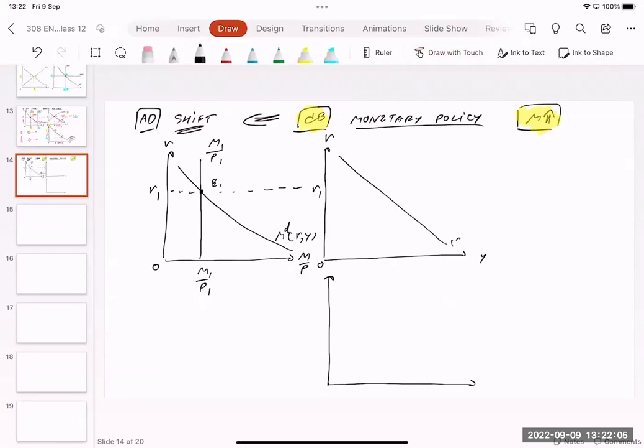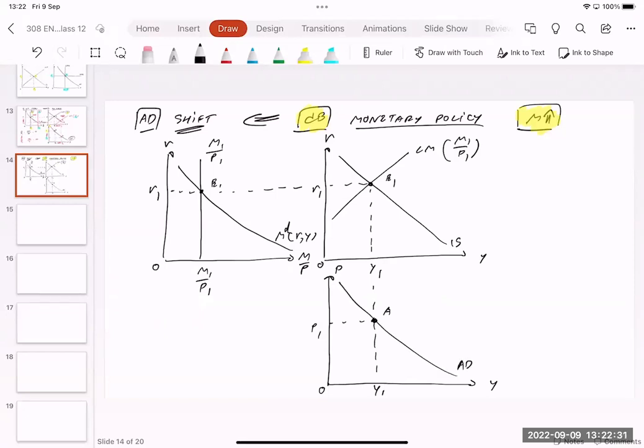I have the IS curve. I have the LM curve here. This LM curve comes from when the real money supply equals M1 over P1. Link it down. This is Y1, with Y on the axis and P. I assume that P1 is here, and I have point A on the aggregate demand curve.